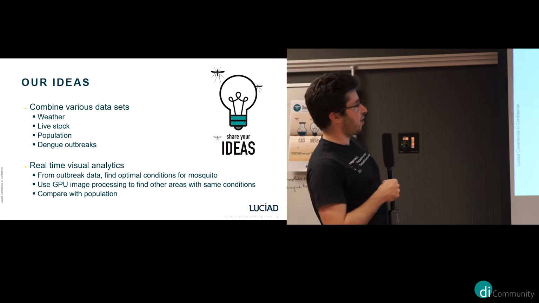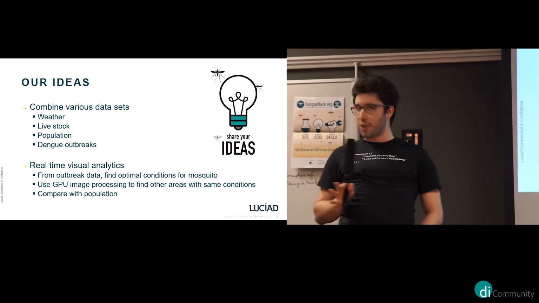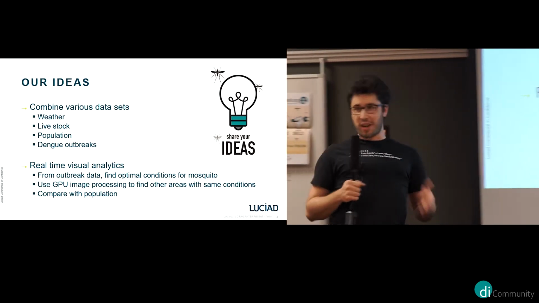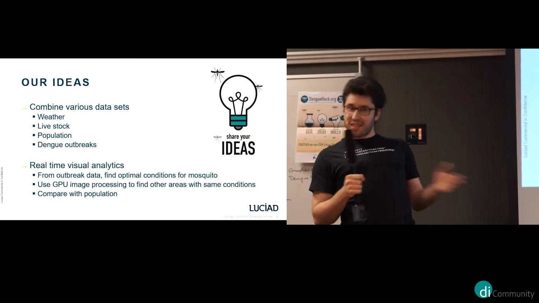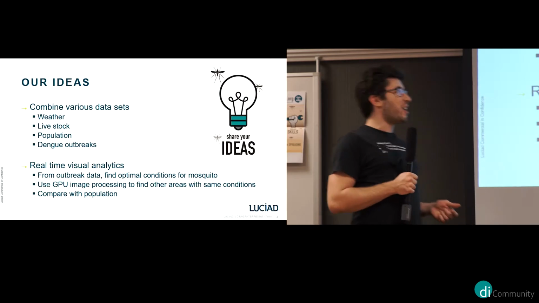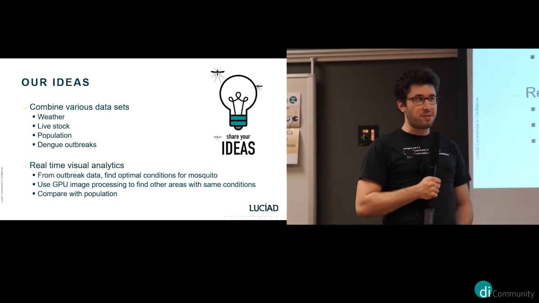If you go to our next slide, so what did we try to do? Well, we're not going to focus on predictive models because that's not really our domain. But instead, we set out a goal: let's take all the data that is available on our very nice Exavault. Let's take the weather data, the livestock data, because there's some cows and sheep in there, the population data and the dengue outbreaks, and let's put them all together, do some correlations, some visual analytics, and see if there are any signs in there.